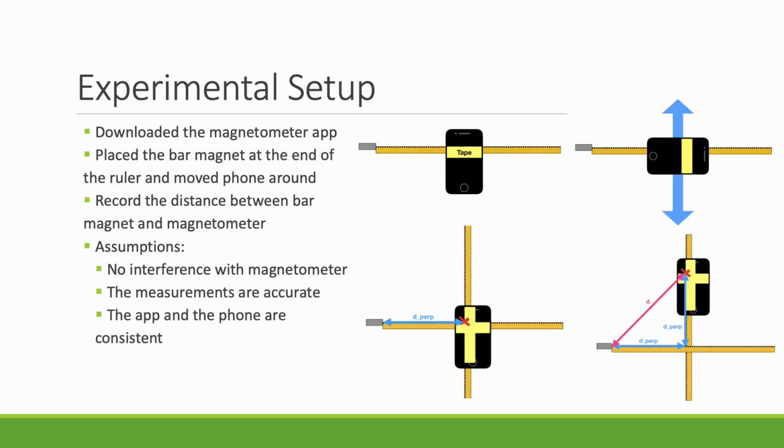So, experimental setup. First, I downloaded the magnetometer app. Then I placed the bar magnet at the end of the ruler and moved the smartphone around to get the measurements provided by the app. And after that, I recorded the distance between the bar magnet and the magnetometer in the Excel sheet provided. Some assumptions about the lab are that there should be no interference with the magnetometer, the measurements should be accurate, and the app and the phone should also be consistent.